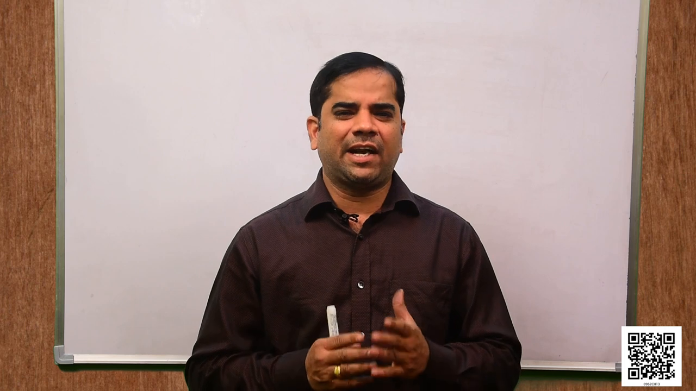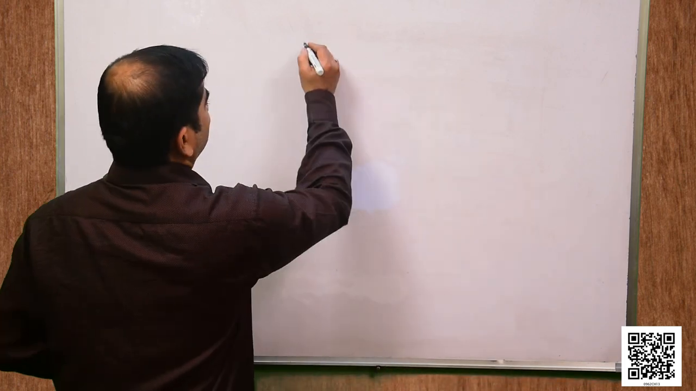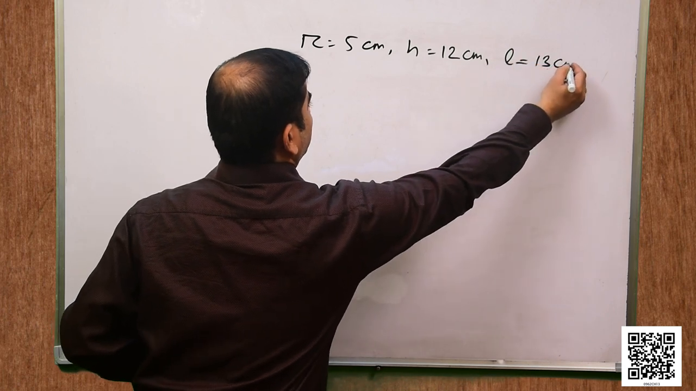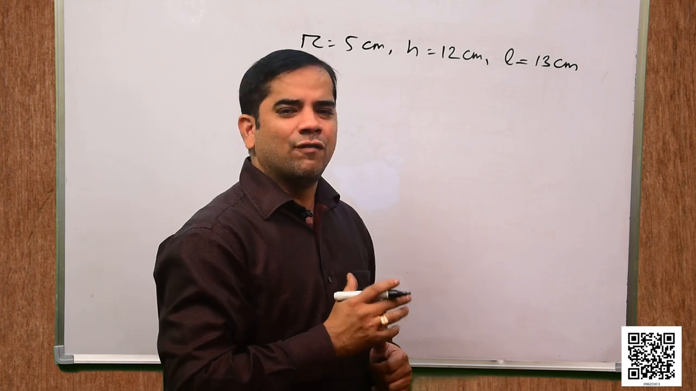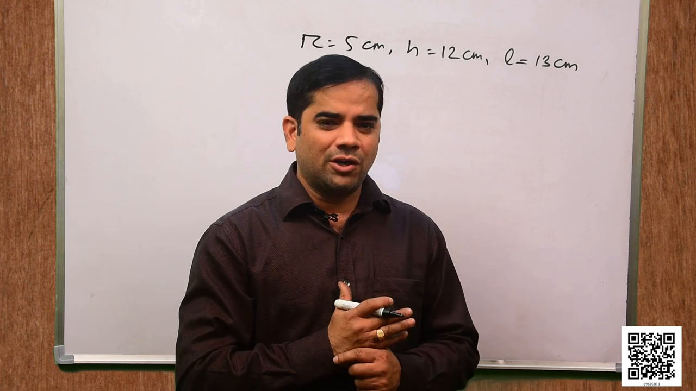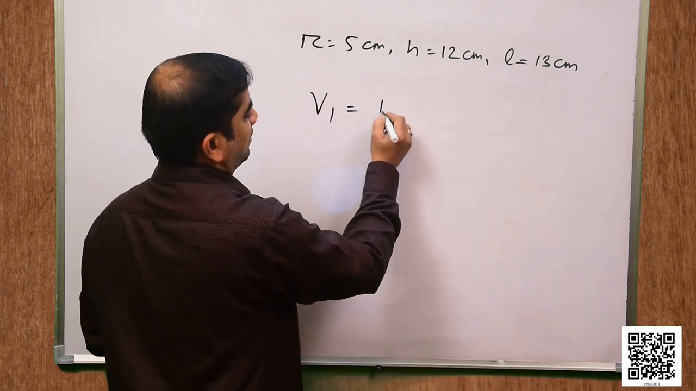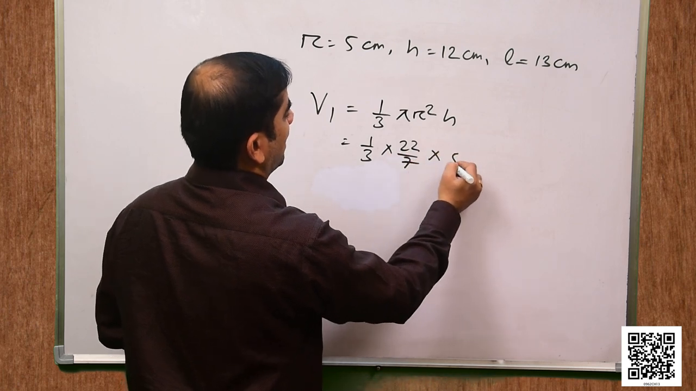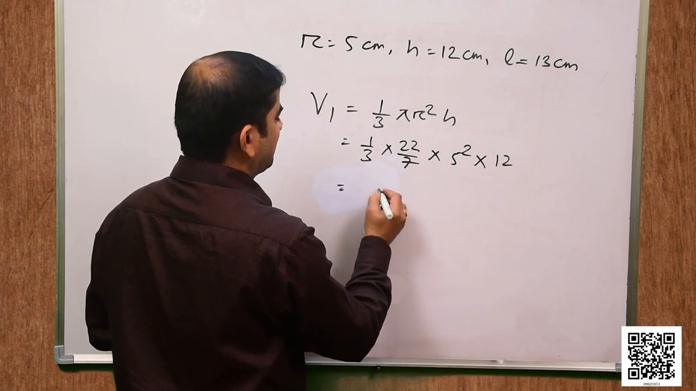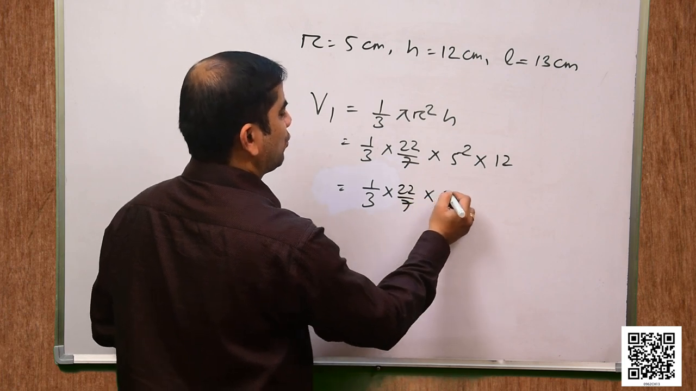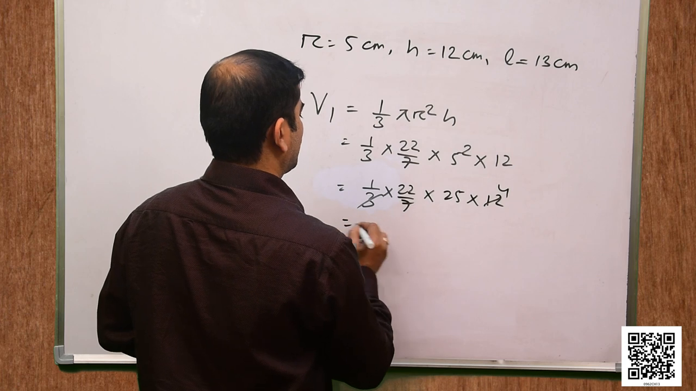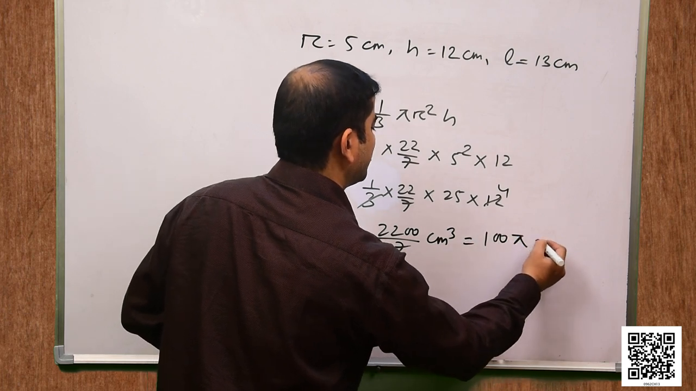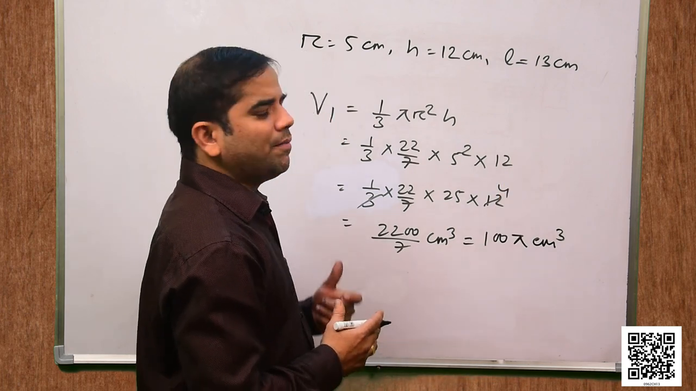So, students, as per the given data, here radius is 5 cm, height is 12 cm and slant height is 13 cm. So, in this case, let us find the volume. At a later stage, we are going to find the ratio. So, let us take the volume as V1 is equal to 1 by 3 pi r square h, or 1 by 3 into 22 by 7 into 5 square into 12, and this becomes 1 by 3 into 22 by 7 into 25 into 12. So, 2200 by 7 centimeter cube, or we can write it as 100 pi centimeter cube. So, the volume of the first solid is found to be 100 pi centimeter cube.